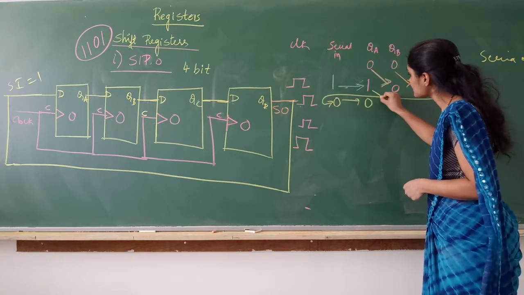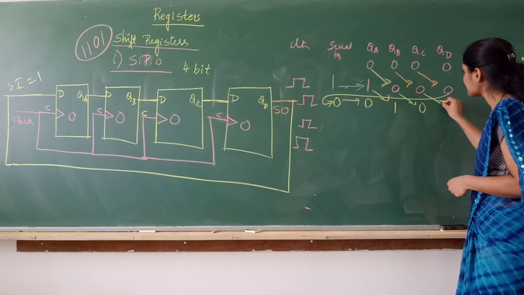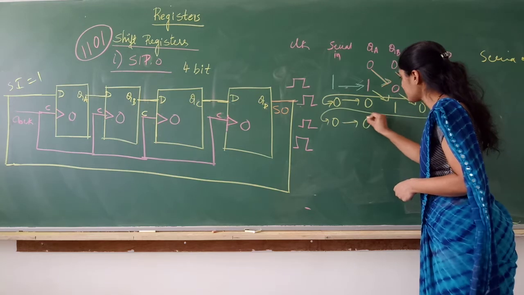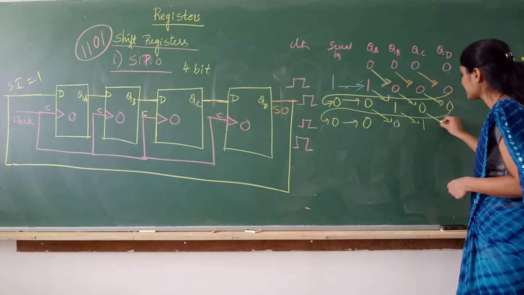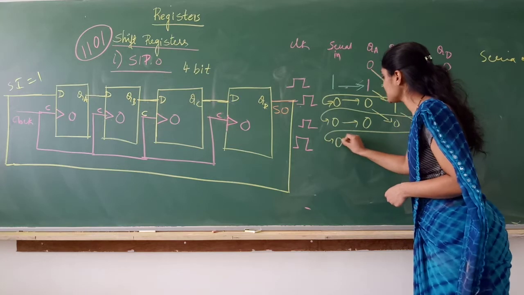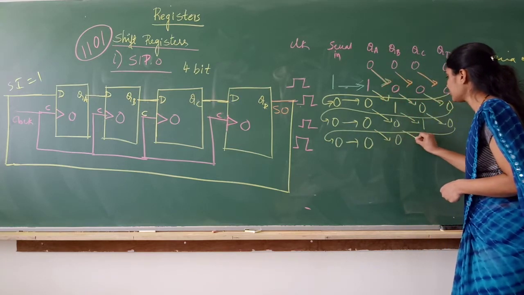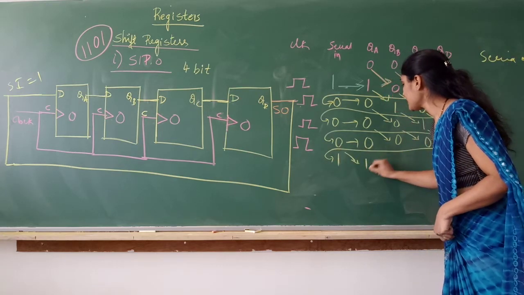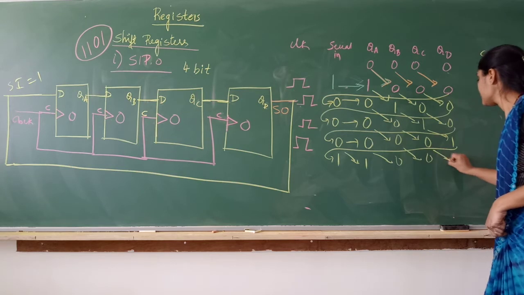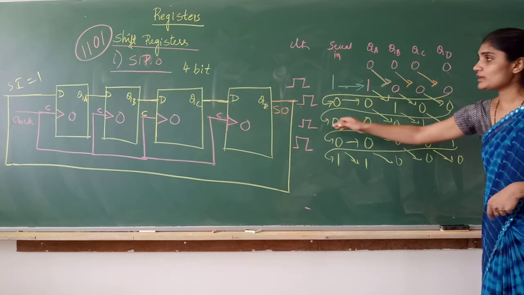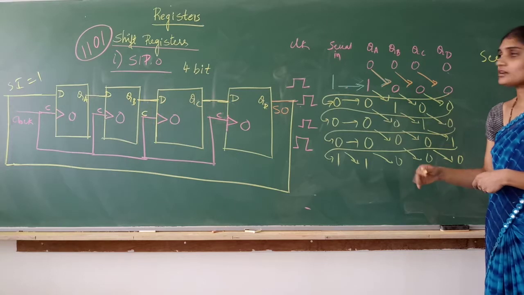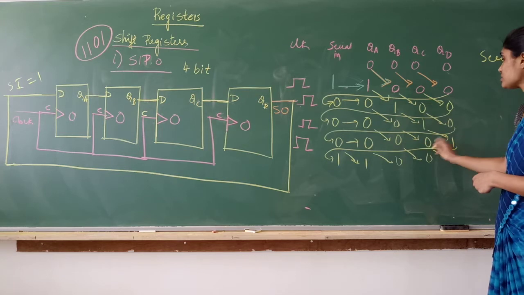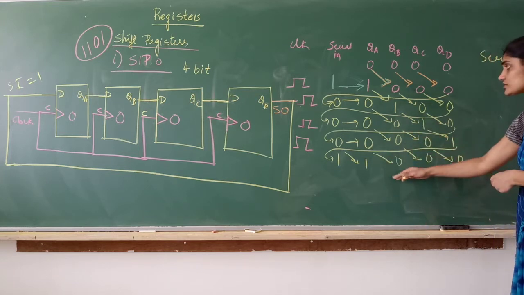This 0 will be the input next. So this will shift 1, 0, 0. Next, this is the input. 0 will enter here. So 0, 1, 0. Again, circular 0, 0, 0, 1. Again next 1. Again 1, 0, 0, 0. So the last bit will be the input. The same bits will be circulating in a different fashion. Initially we will get 1 0 0 0, 0 1 0 0, 0 0 1 0, 0 0 0 1. Next again 1 0 0 0. Again it continues like that.